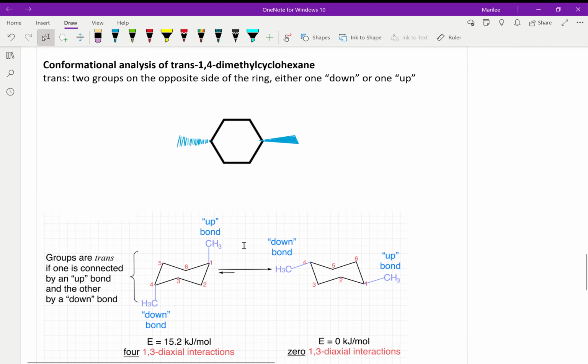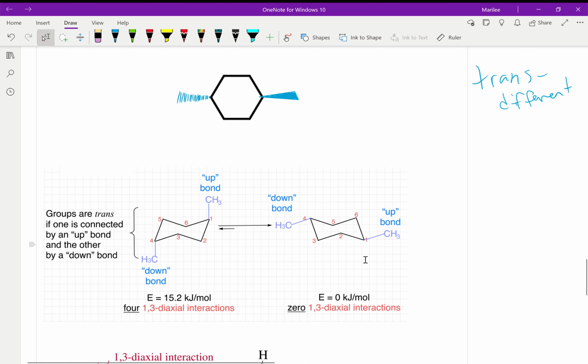And then we have our conformational analysis of trans 1,4 dimethyl cyclohexane. So now it's trans. Remember, trans is different side. So cis, same side, trans, different sides. So now we have our two groups on the opposite. So one is dashed line and one is a wedge line. So one is going down and one is going up. And you can see that in the example you guys did in class.